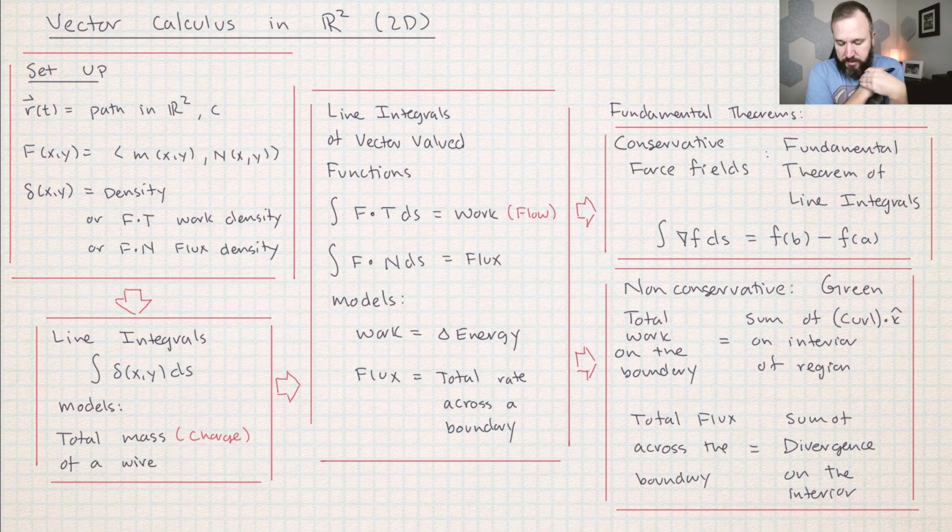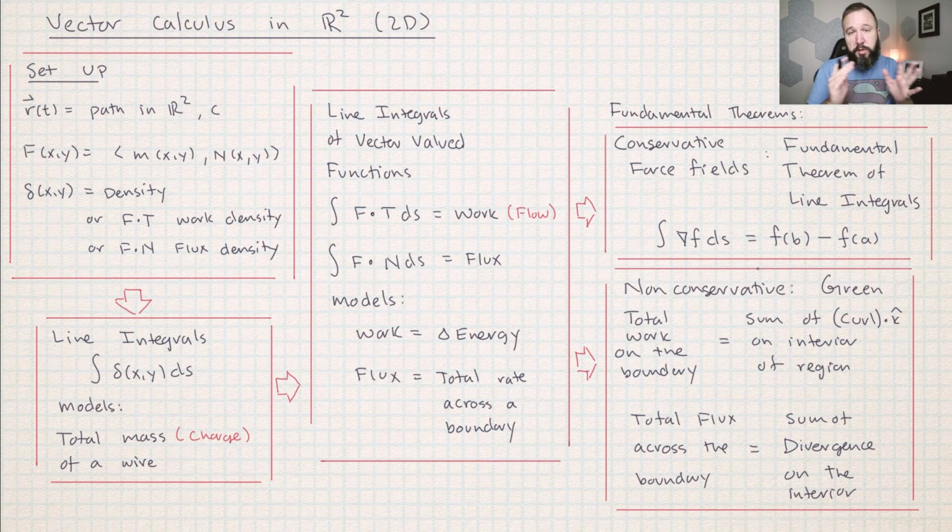And then there are fundamental theorems. There are always two kinds of fundamental theorems. One that applies to conservative force fields, so those are force fields that have some kind of conservation law, like, for example, conservation of energy. And then there are always two kinds of non-conservative fundamental theorems. In 2 dimensions, we call the non-conservative fundamental theorems Green's theorem. It's named after a person, George Green.